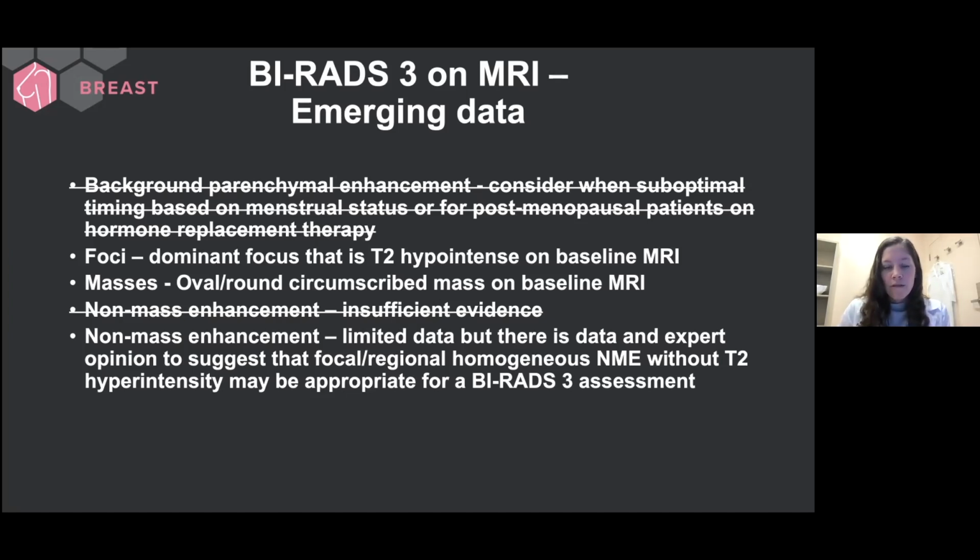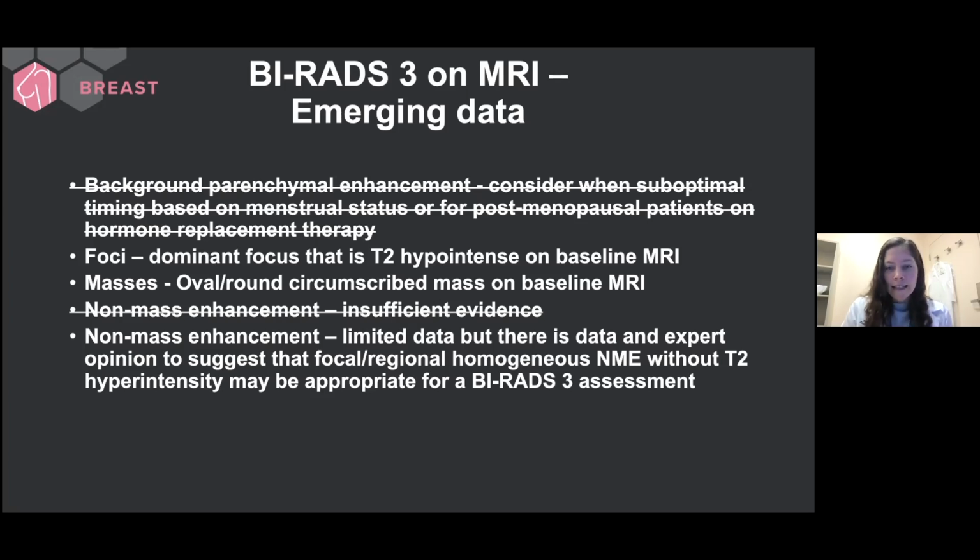I showed examples of these two findings that are reasonable for a BI-RADS 3 assessment. So just to repeat again, we see a dominant focus. This should be a single focus that stands out compared to the rest of the background parenchymal enhancement, and it should be T2 hypointense, and it should be on a baseline MRI or one with less than 2 years of follow-up. We're going to follow it for 2 years. If it's T2 bright, then we can consider that benign. And if it's a new or increasing enhancing focus, then we want to give it a BI-RADS 4 and biopsy.